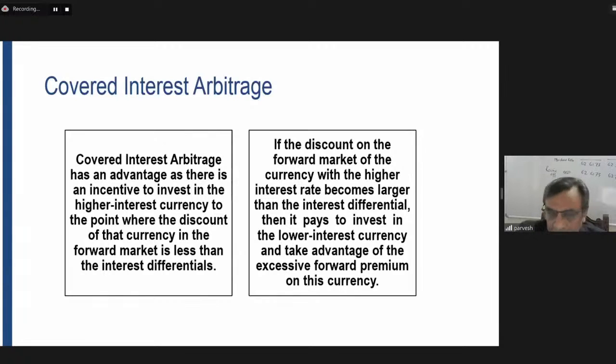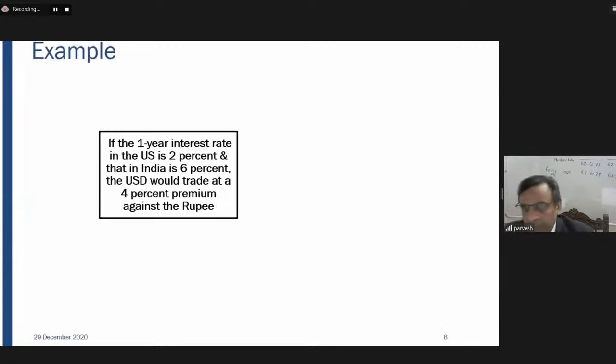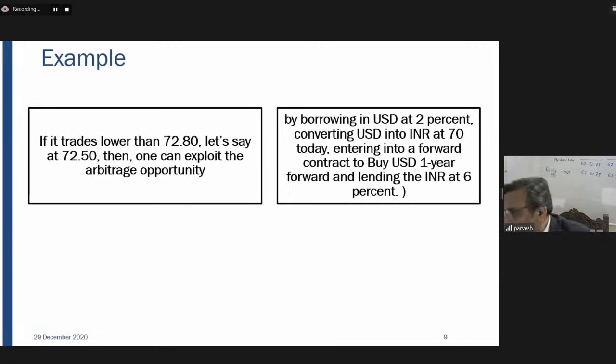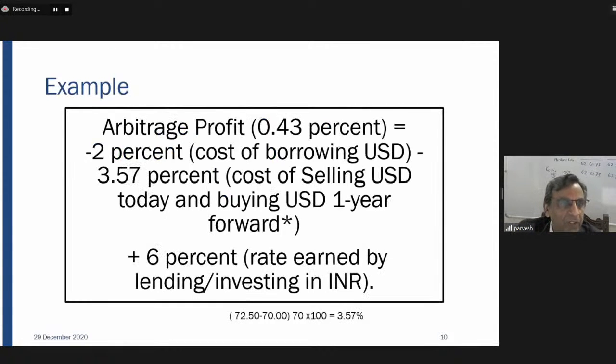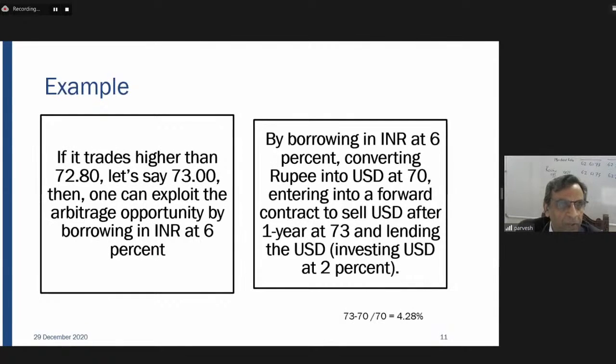But in the second case, if the discount on the forward market of the currency with a higher interest rate becomes larger than the interest rate differential, then it pays to invest in the lower interest rate currency and take advantage of the excessive forward premium. Basically, you're taking the advantage of the excessive forward premium because the dollar has appreciated by more than 4%. It should have appreciated by 4%, but it has appreciated by more. So you take the advantage of the forward premium by booking a forward contract. Okay, fine. I think that covers everything. You have the slides, and you can always pose your questions the next time I appear on the screen.